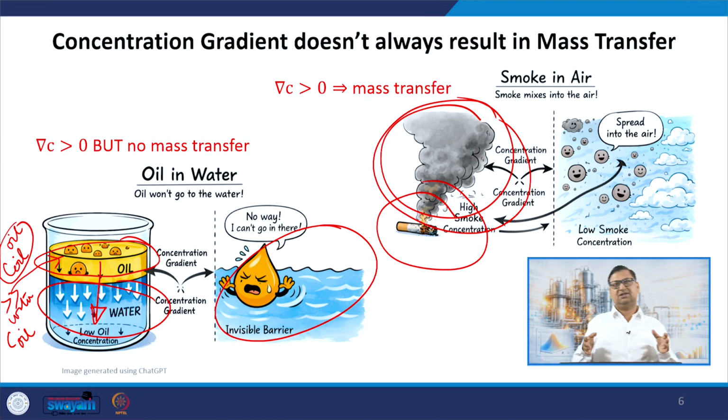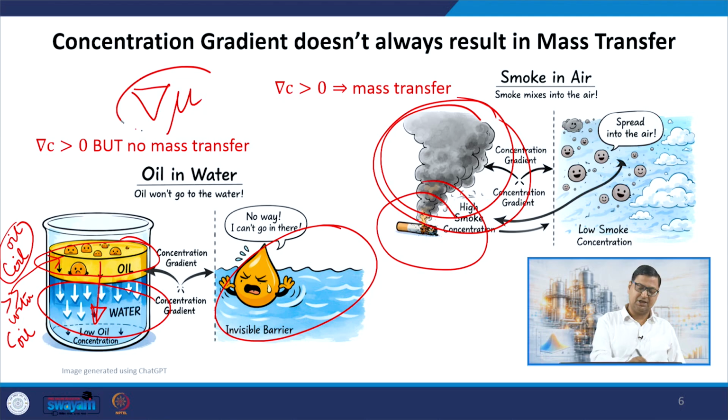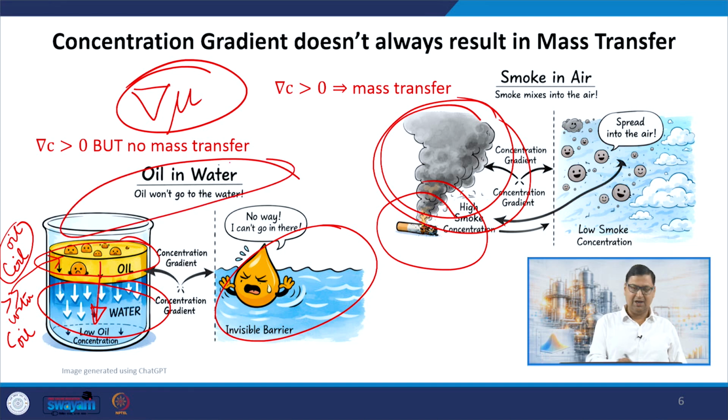This idea that concentration gradient results in mass transfer is not generally valid. What I am going to propose is that it is not the concentration gradient. In fact, it is the gradient of the chemical potential that results in mass transfer, right. In this particular case of oil in water, although there is a concentration gradient, there is no gradient of chemical potential available for the oil to go from here to there. And in the smoke case, the concentration gradient is also resulting in a chemical potential gradient, which is what gave rise to smoke filling up the entire room.